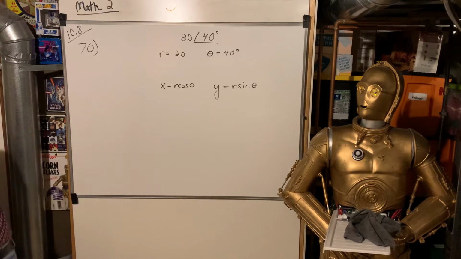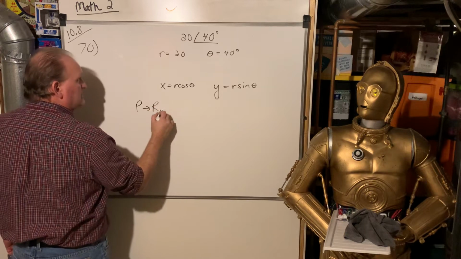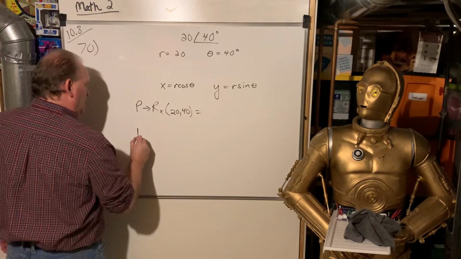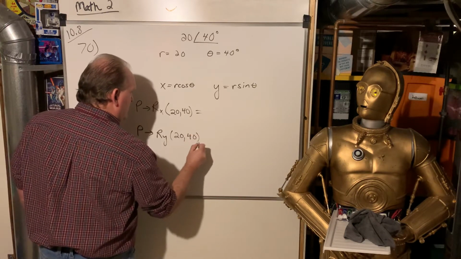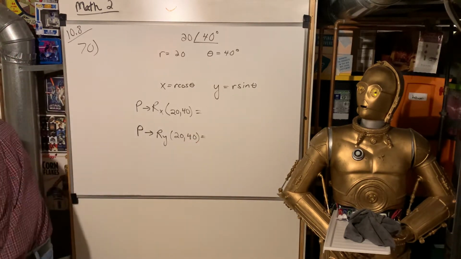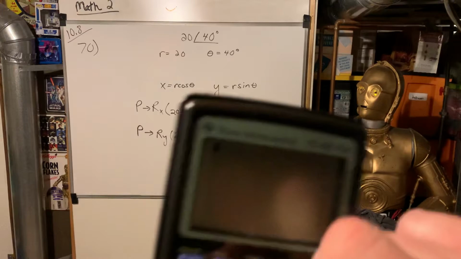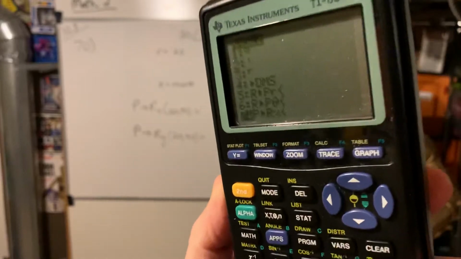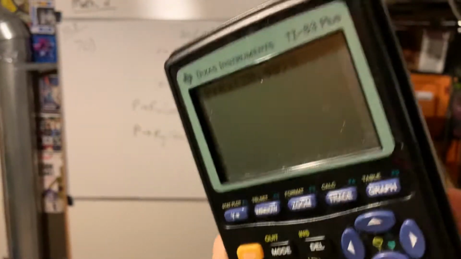I like to go from polar to rectangular x, and then you put in 20 comma 40 and hit enter, and polar to rectangular y, 20 comma 40 and hit enter. And so I will show you that sequence in the calculator again. So we're going to go second angle, and we're going to go down to polar to rectangular x, and then hit enter, and then just do 20 comma 40 and then hit enter.